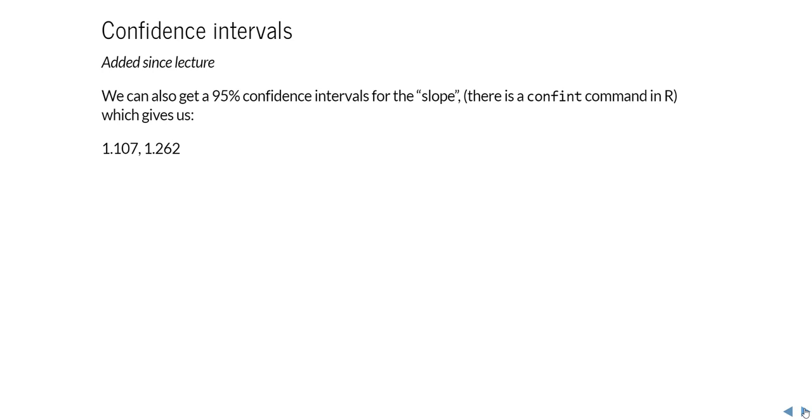And again, likewise, there's a confint command in R. We could get a confidence interval if we wanted for the slope. It's 1.107 to 1.262. So, you know, we're saying that on average, you definitely gain a millimeter of mercury for every unit increase in BMI on average.